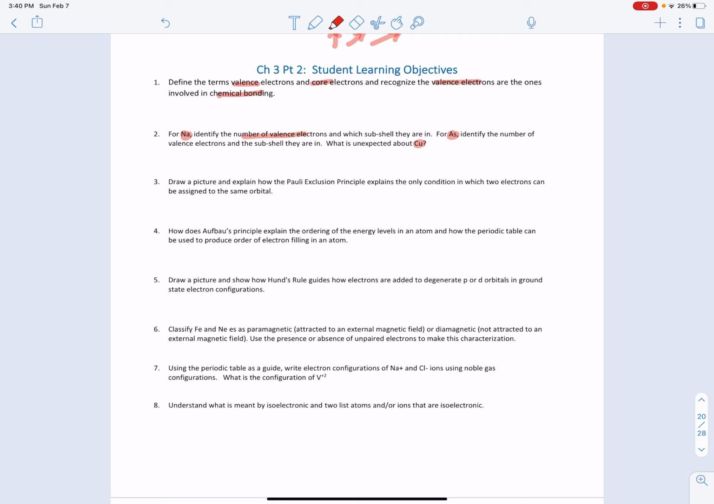Make sure that you can draw a picture that explains the Pauli exclusion principle, that both electrons have to be opposite spins. How does the Aufbau principle explain the ordering? Remember, it goes from low energy to high energy. You build the atom from the nucleus out. Hund's rule, remember that's the bus rule, and how that guides how degenerate p, those are the same, or d, how it fills all of them.